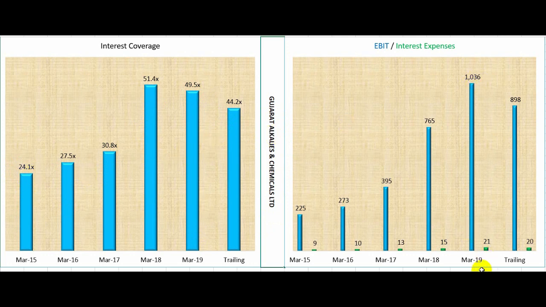The company in March 19 had earnings of around 1036 crores. This is the operating profit plus the other income less the depreciation. So the EBIT figure is 1036 crores, against which the company paid an interest cost, or finance cost, of just 21 crores. So the company can very easily pay off the interest cost using its EBIT. And in March 19, the multiple was around 49.5 times, meaning the EBIT was 49.5 times higher than the interest it had to pay.